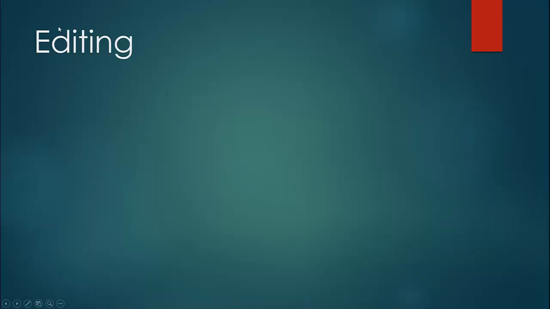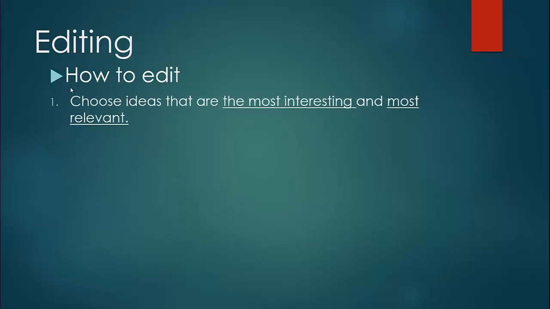The next and last step is editing. So what we do here and how to edit is to turn the information into the format of a paragraph. Choose ideas that are the most interesting and most relevant. Interesting for you and for the reader. Relevant means they have to be related to your topic.